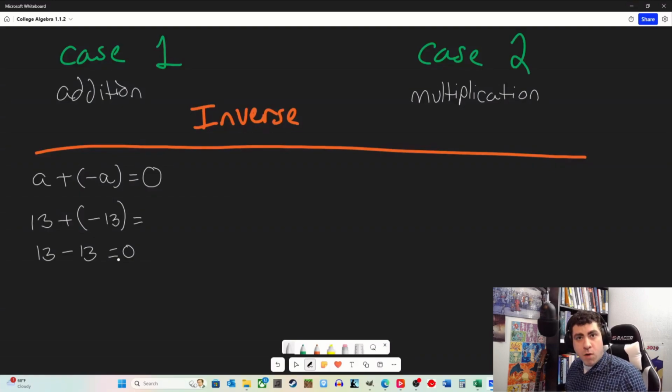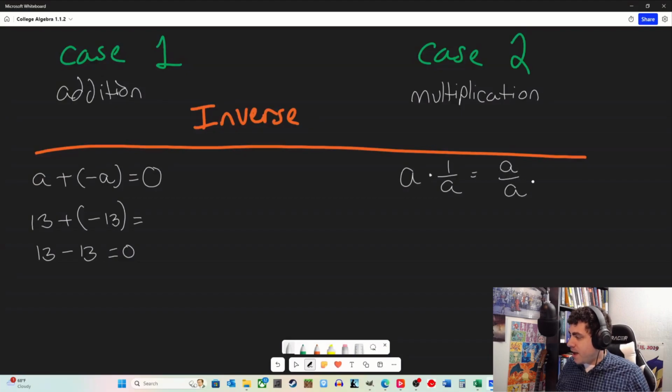For case 2, multiplication, the inverse property of multiplication: when we have a number multiplied by its inverse, you don't get 0. You get 1. How? We talked about this a few times. Let's say we have A, and then we're going to multiply A by its inverse. What is the inverse of A? It's division. The inverse of multiplication is division. So the inverse of A would be 1 over A. This becomes A divided by A, and any number divided by itself becomes 1.